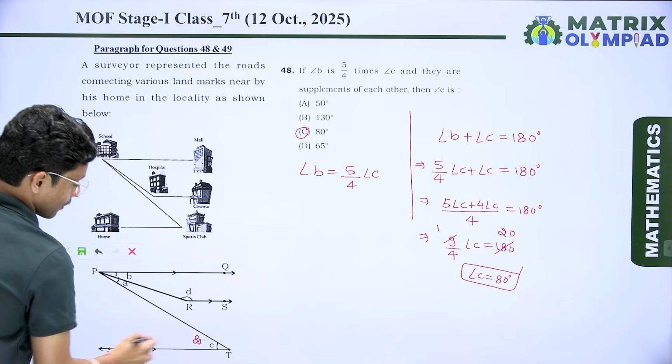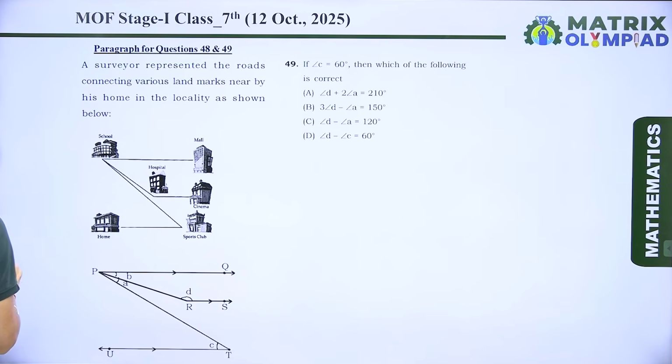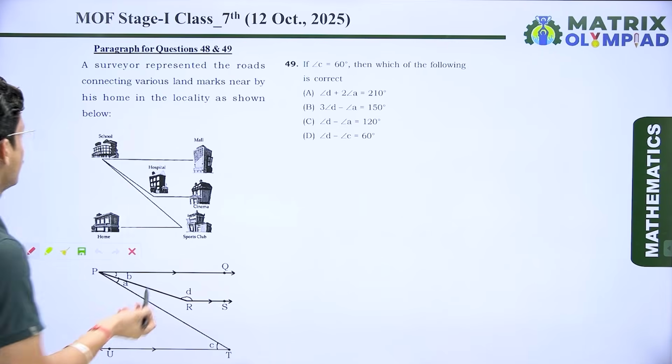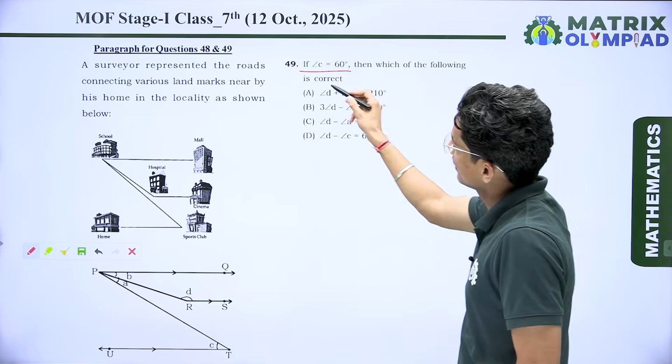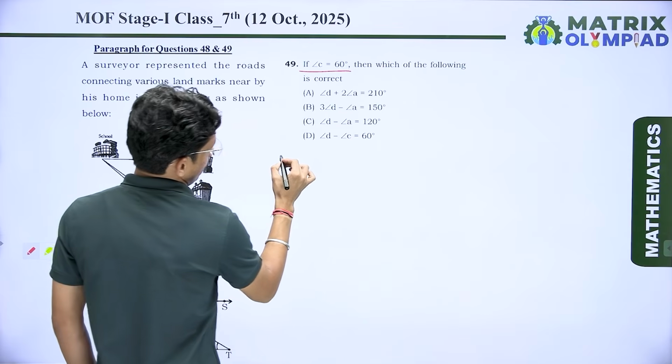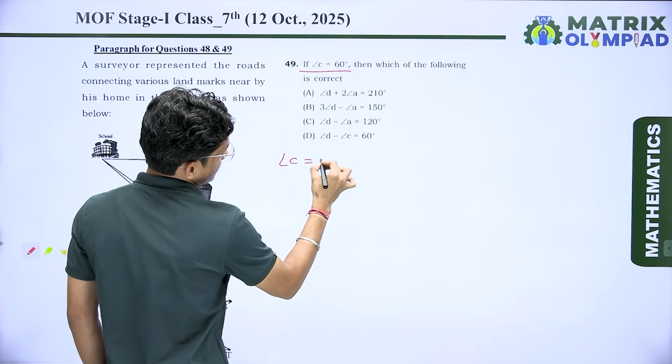So angle C here we have 80. Now the next question, which is based on the same paragraph, is: if angle C is equal to 60 degree, then which of the following is correct? So we know the value of angle C is equal to 60 degree.